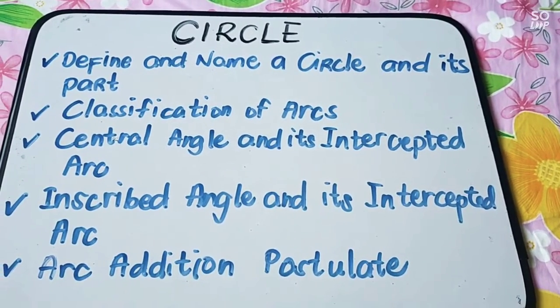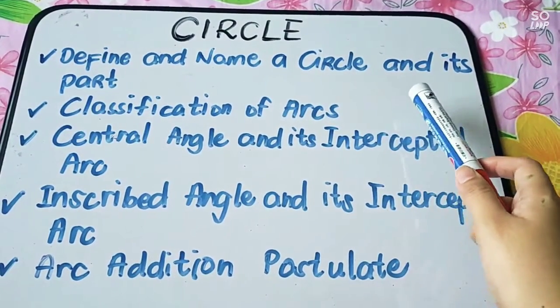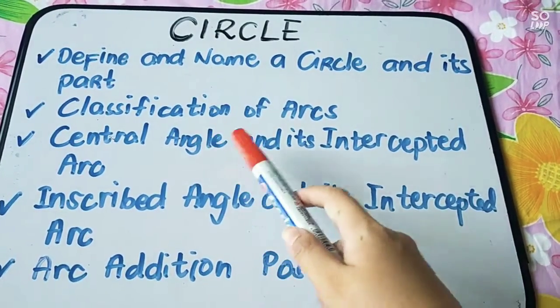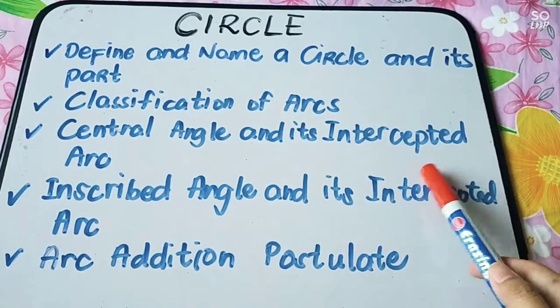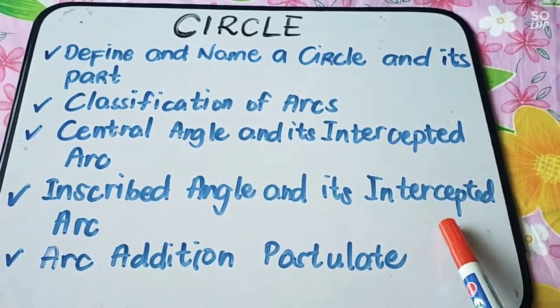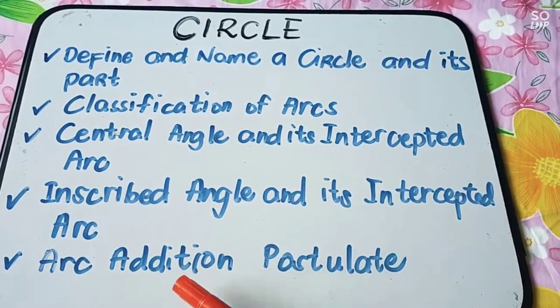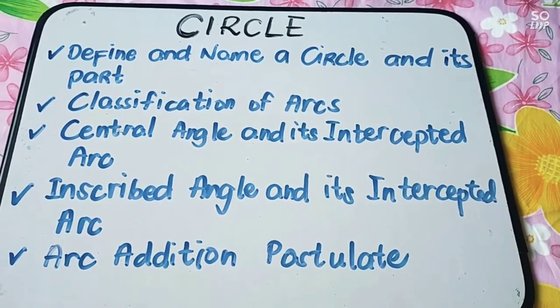So we are going to define and name circle and its parts, classification of arcs, central angle and its intercepted arc, inscribed angle and its intercepted arc, and then we have the arc addition postulate.